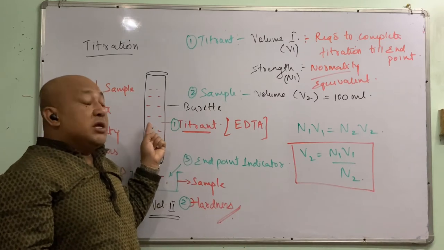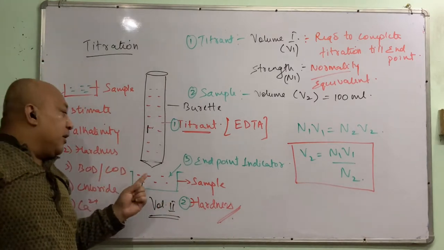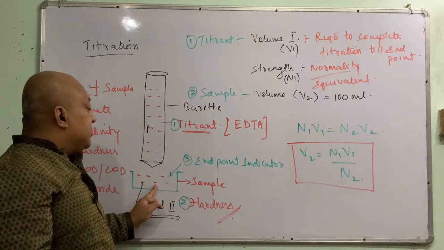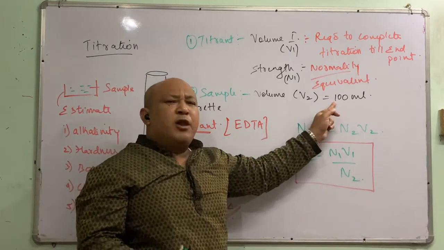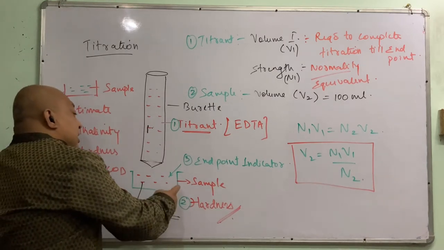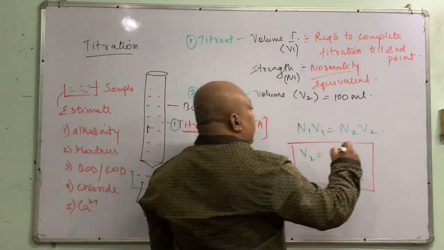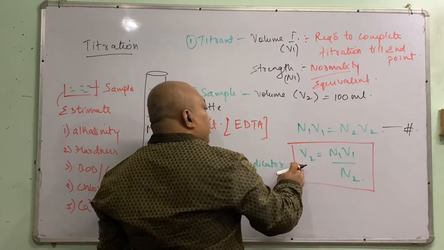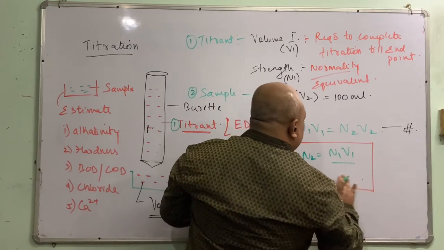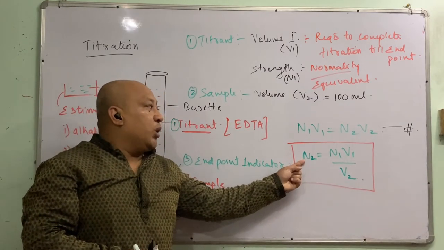And what is the strength you use? This is optional. You can use high strength or low strength. For example, if you want to estimate a very high strength, you can use a high strength titrant. The sample volume is V2, 100 ml or 50 ml, whatever you take. So to estimate hardness, the strength of the sample estimated by EDTA follows the equation N1 V1 is equal to N2 V2. I made a mistake over here; the N2 we want to find is the sample strength. If you want to find hardness, you have to do titration with EDTA.